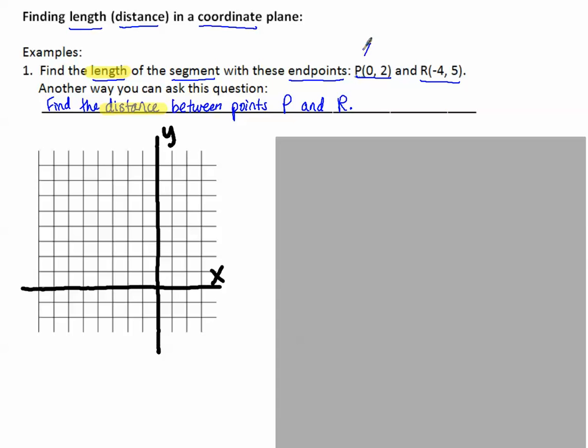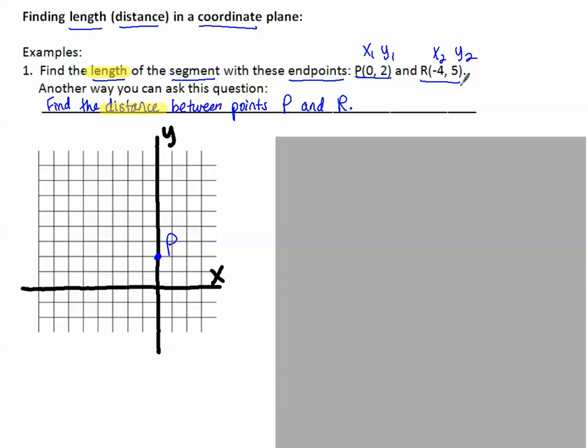The x comes first. This is x1 and y1 and x2 and y2. So first I'm going to graph 0, 2. The x is 0, so I don't go over any, and the y is 2, so I count up 2. And I'm going to write next to that point P to label it.